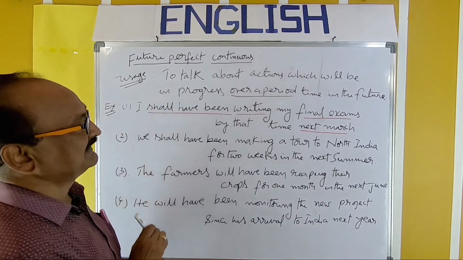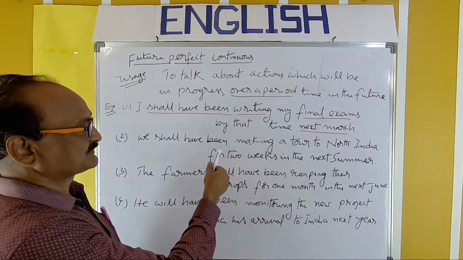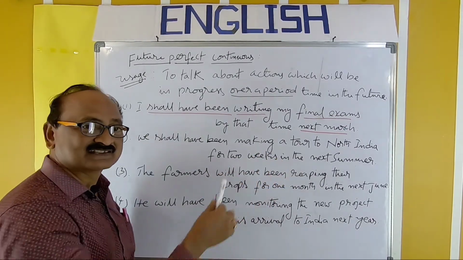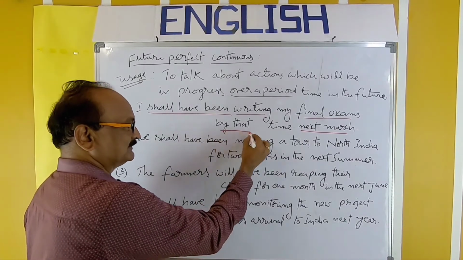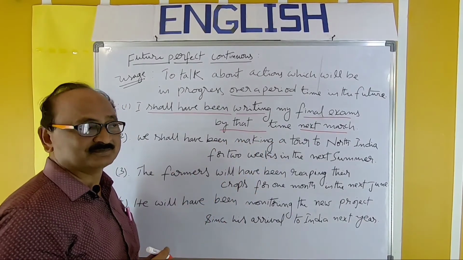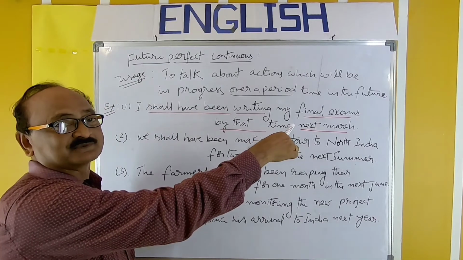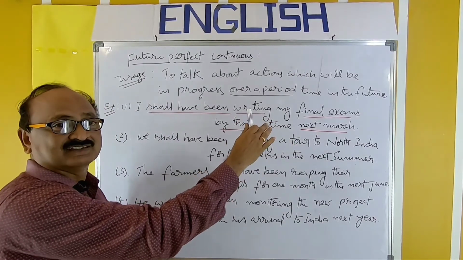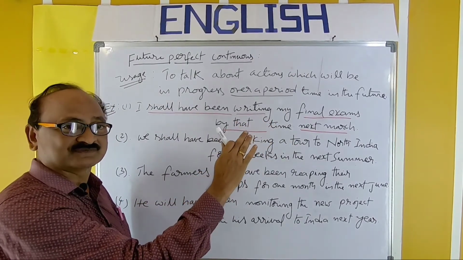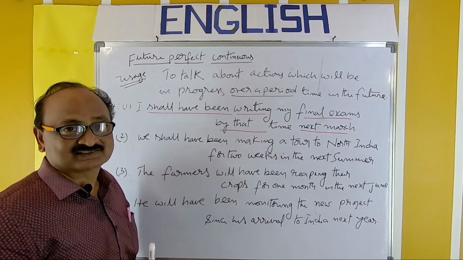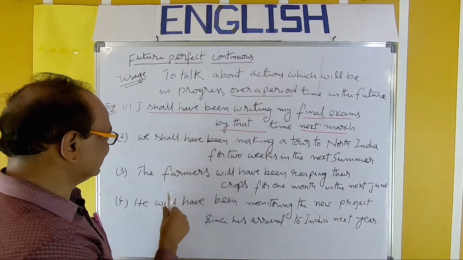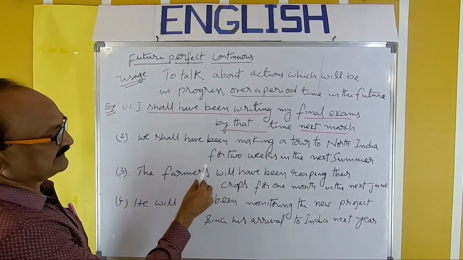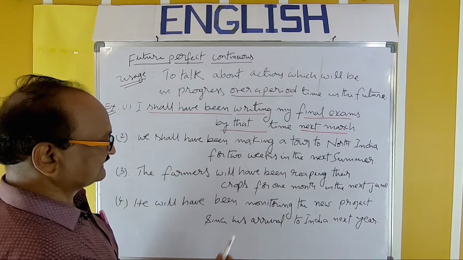I shall have been writing my final exams by the time next March. So a future action, by that time, a particular time, and final exams. So the activity will take place over a period of time. So this is the best context in which we can use this tense. Next example. We shall have been making a tour to North India.